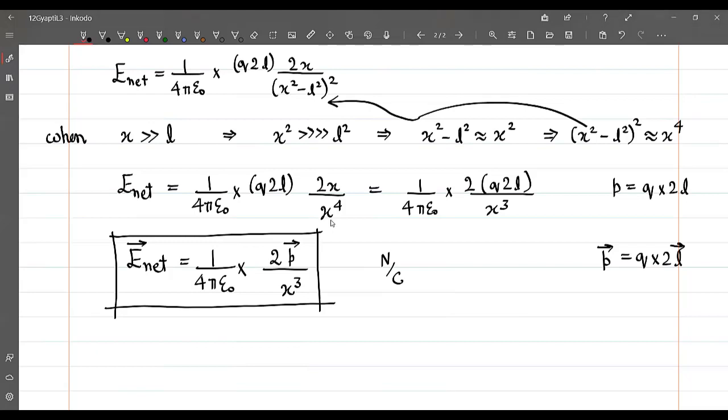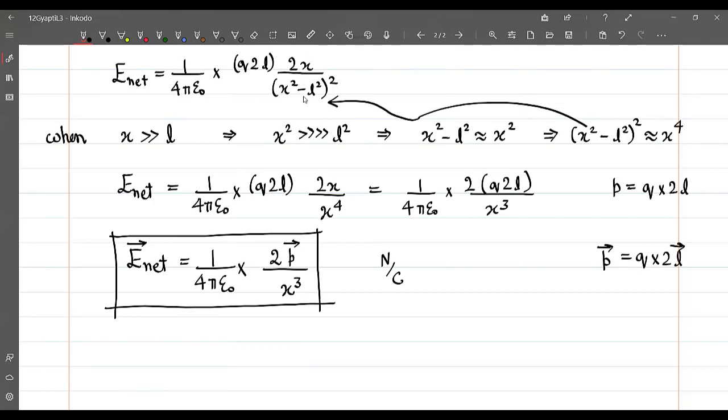Yes, sir. And after that, how does x raised to 4 become x raised to 3? Because there is an extra x in the numerator, and that x and one of the x's in the denominator will get cancelled. Any other questions? All right, we'll be moving ahead then.